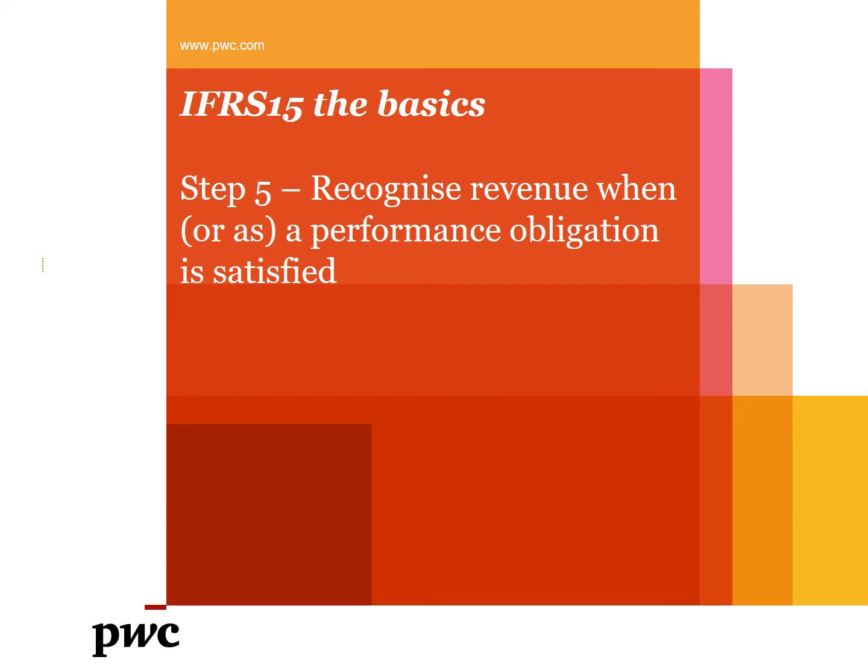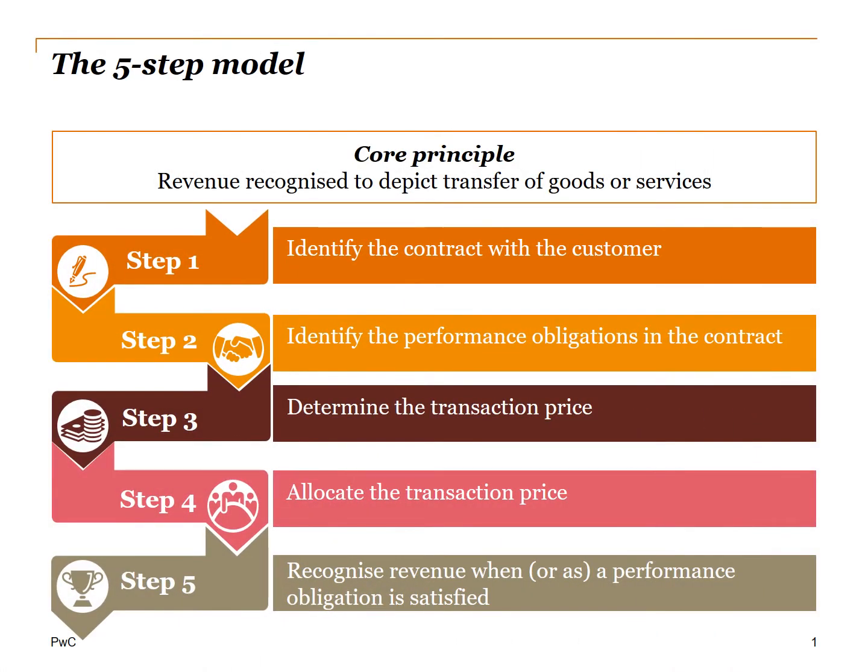Step 5. Recognise revenue when or as a performance obligation is satisfied. I'm sure you remember the IFRS 15 5-step model. In the previous videos, we have considered Step 1 to Step 4, where we have identified a contract with a customer, found the performance obligations within the contract, and then determined and allocated the transaction price. Today, we will cover the last step, Step 5, recognise revenue when or as a performance obligation is satisfied.